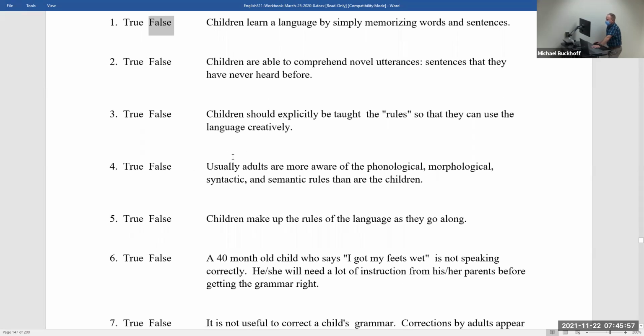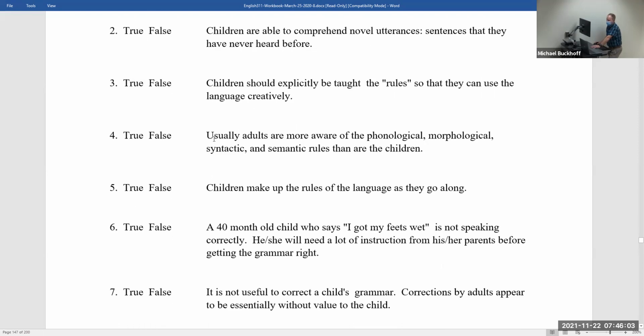Number 4, usually adults are more aware of the phonological, morphological, syntactic, and semantic rules than are the children. False. Nobody really is that aware of any of this stuff. They're just not very aware at all. So parents aren't, or adults are not, children are not. Number 5, children make up the rules of the language as they go along. And believe it or not, this is actually true so long as there is a language-rich environment. That's the key. There needs to be a lot of interaction going on.